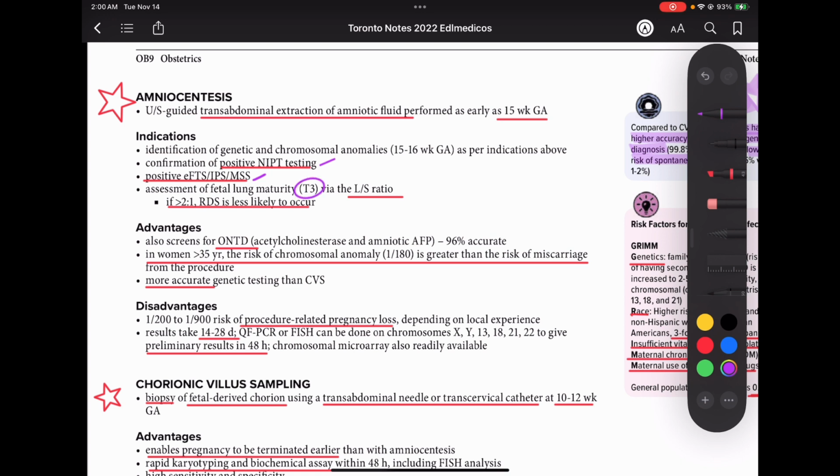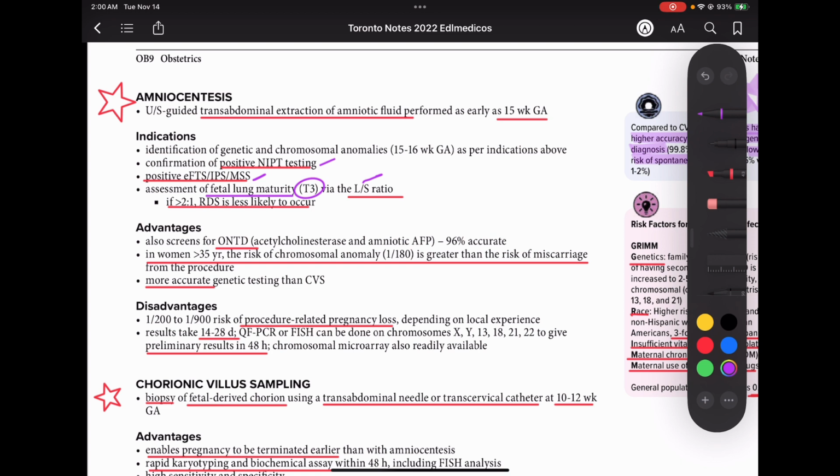Amniocentesis can be used because we just draw some amniotic fluid, so we can look into the lecithin to sphingomyelin ratio. If it is more than 2:1, RDS is less likely to occur, so there will be no respiratory distress syndrome. So it is also used to look for fetal lung maturity in the 3rd trimester.